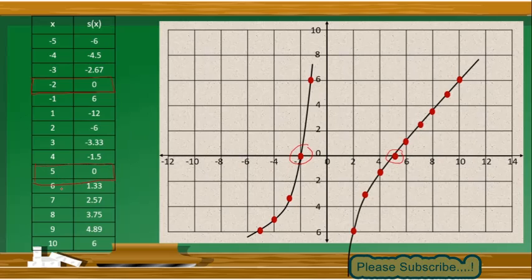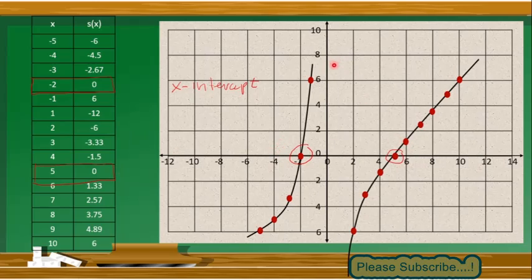Remember that when the value of our function becomes 0, that portion is what we call the x-intercept. This portion and this portion are our x-intercepts. Remember again, this portion is our x-intercept. So how do we know that? When the value of our function becomes 0, then that is our x-intercept.